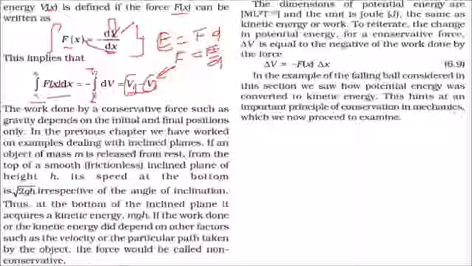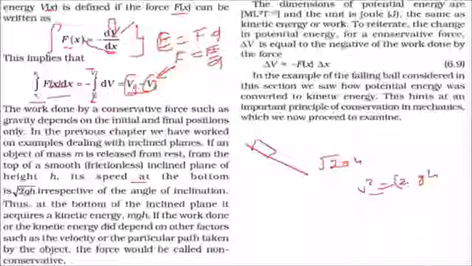So if an object of mass m is released from rest from the top of a smooth, frictionless inclined plane of height h, what will the speed at the bottom be? Under root 2gh, because we have seen v square equals 2gh, so the velocity becomes under root 2gh. At the bottom of the inclined plane the height is 0, so the potential energy is zero, but it acquires kinetic energy.